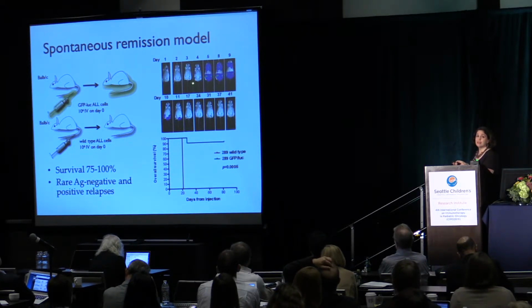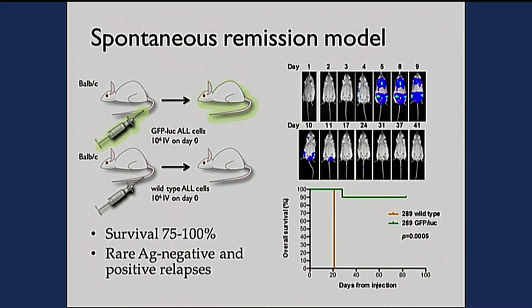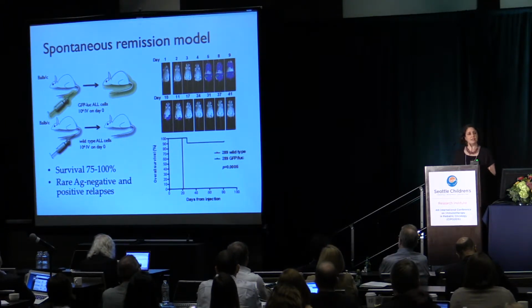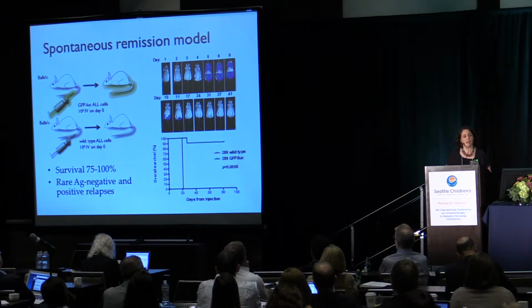This is actually a very low level of disease. If we didn't have bioluminescent imaging, this would probably be maybe 1% or so in the bone marrow, but because of this sensitive method, we're able to detect it. And then the mice go into a spontaneous immune-mediated remission by day 10, and this is durable. Survival after receipt of this type of leukemia is typically between 75 and 100%.